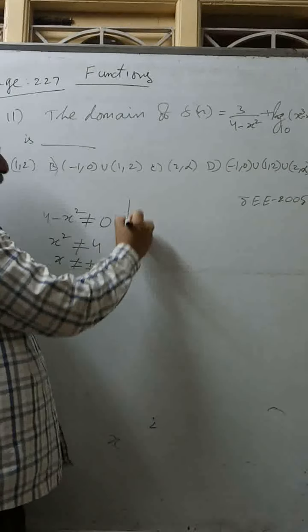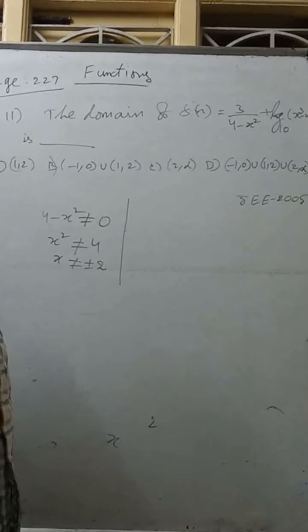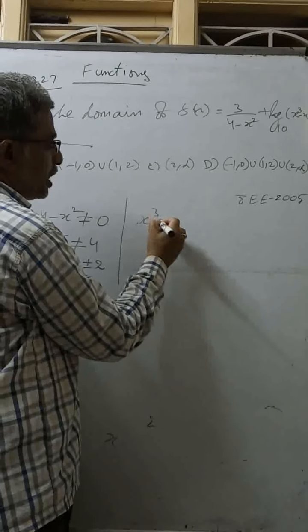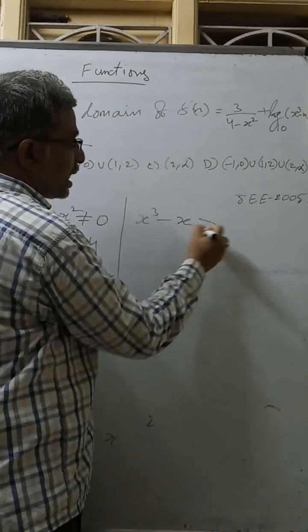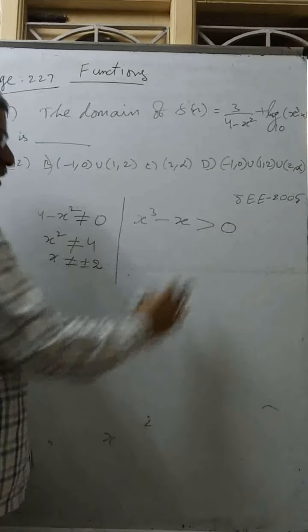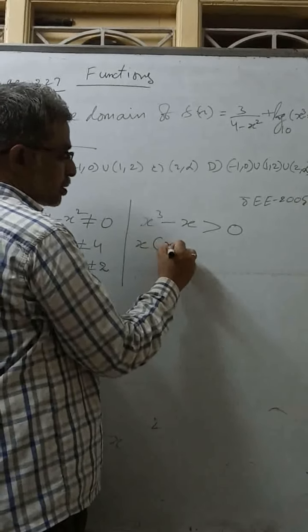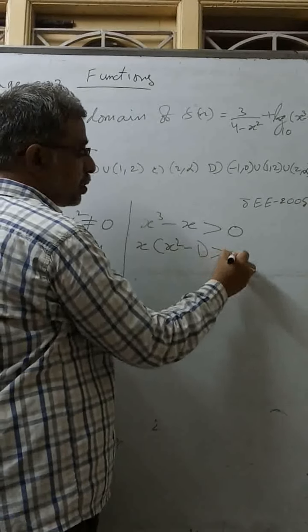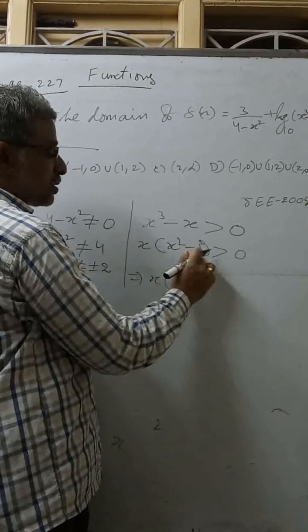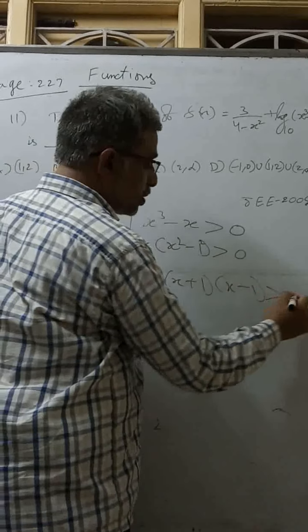First case. Next, second case. Coming to logarithm. Log is defined only for positive values. Means x cube minus x greater than 0. Log 0 also not defined. If I take x common, this becomes x into x square minus 1 greater than 0. This implies x into, if I write this 1 as 1 square, a square minus b square, a plus b into a minus b greater than 0.